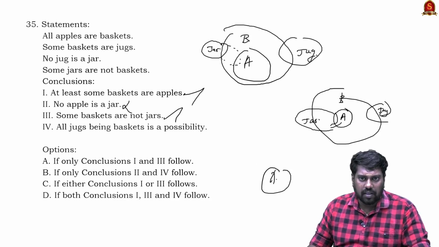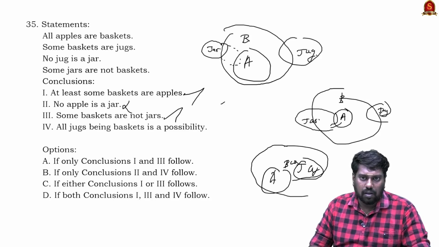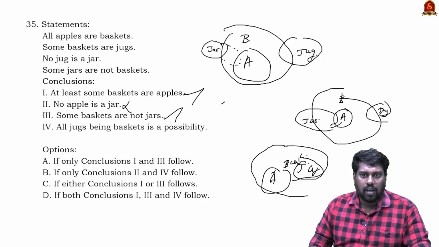So how can this diagram be redrawn? Apples will be there, and jugs can be another circle in which all these entities will be coming inside the circle called basket, yes or no. So all the jugs being a basket is a possibility, because jugs and jar should not have any relationship, so it can be separate. Jugs and jar should not have any relationship. Some jars are not basket, so between jugs and basket, what is the relationship? Either it can be some.